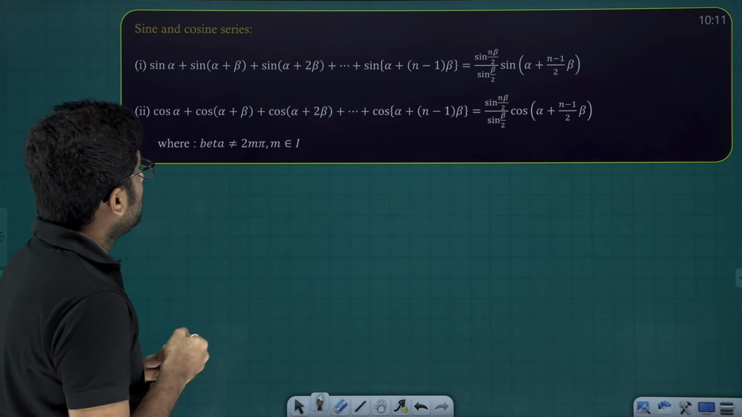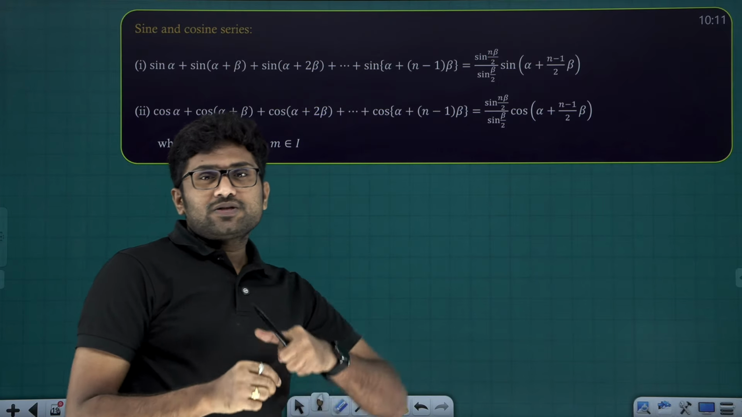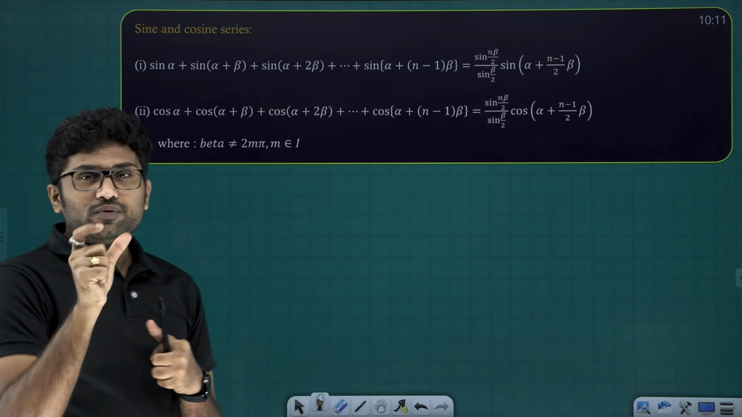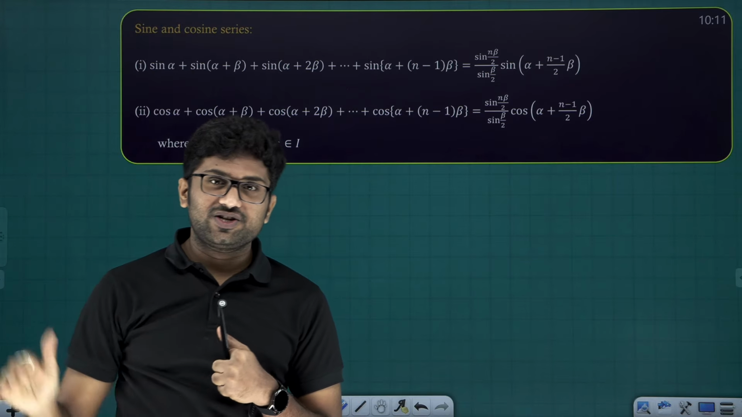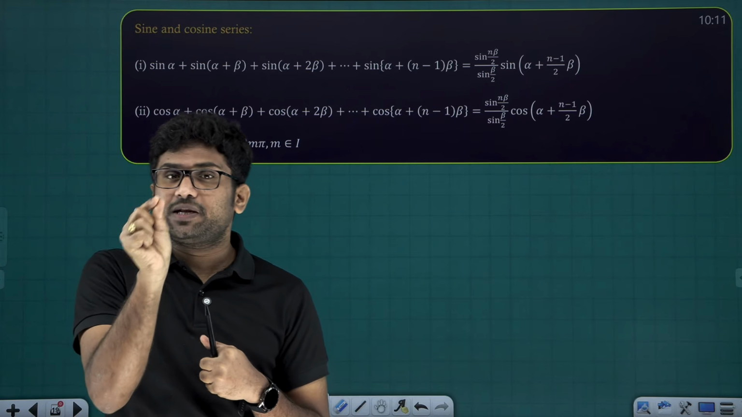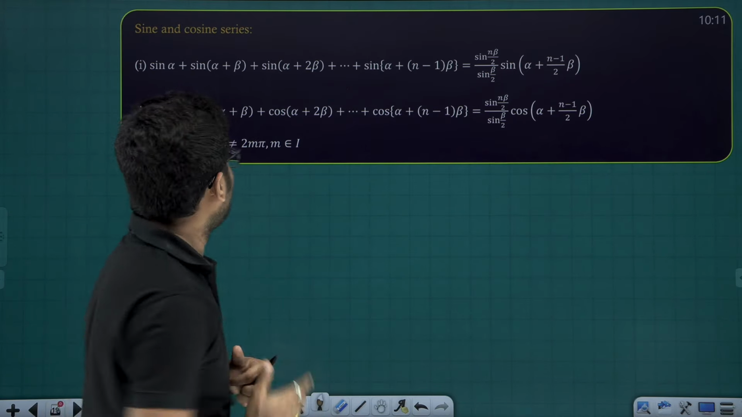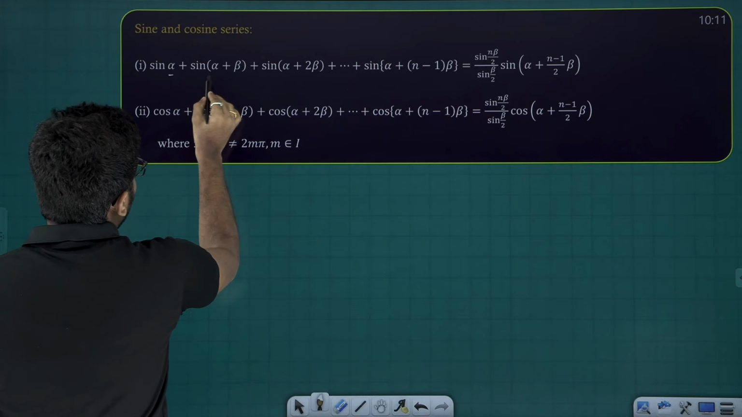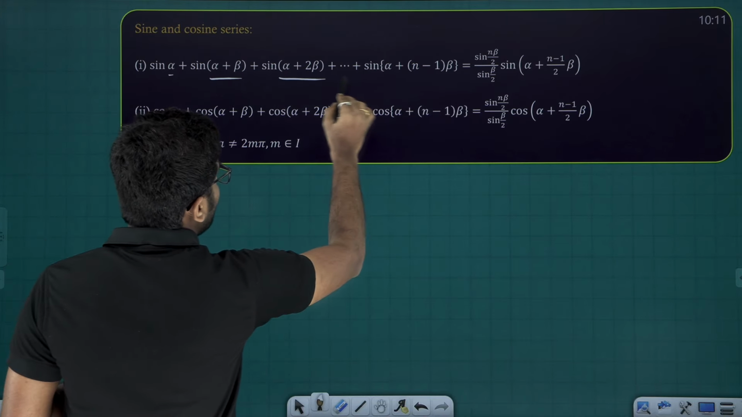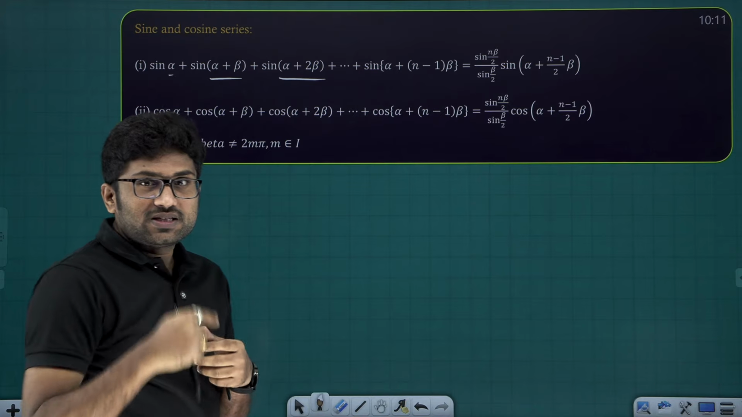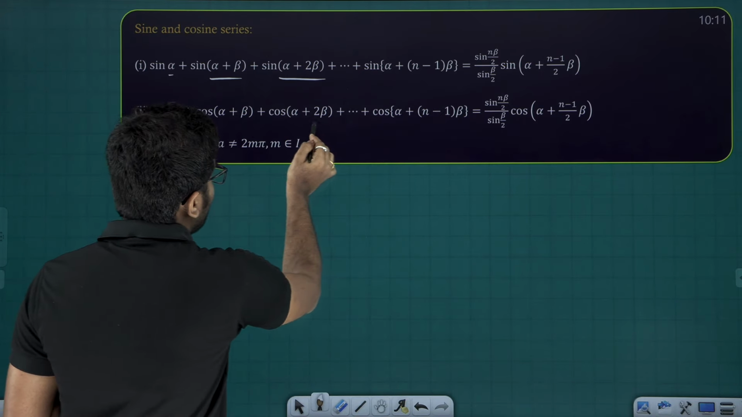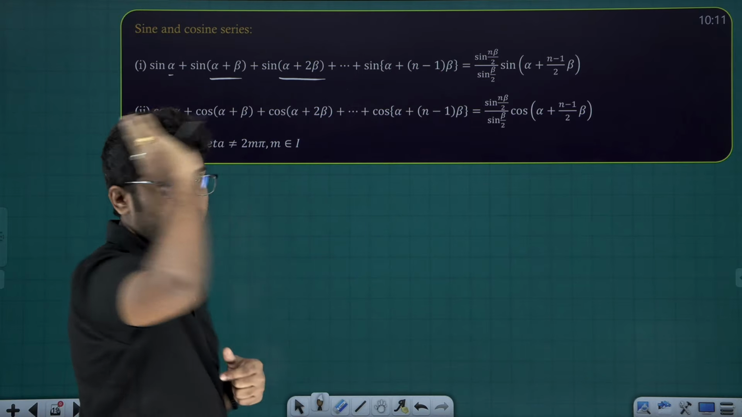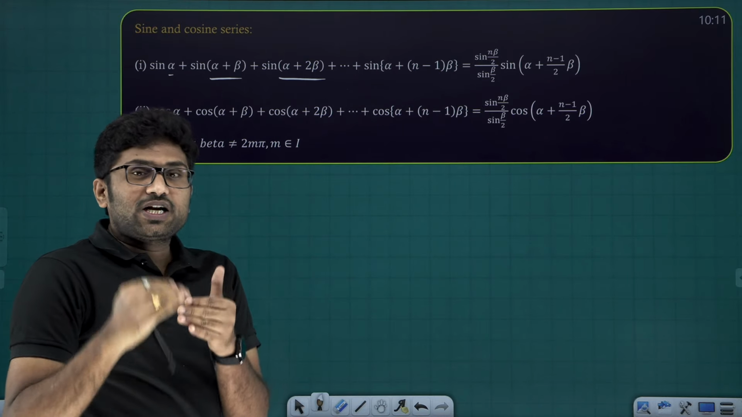Next, the most useful series that we have: whenever you come across sine series in addition, cosine series in addition, that too with angles in arithmetic progression, friends. Angles should be in arithmetic progression. See, alpha plus beta, alpha plus 2 beta, alpha plus 3 beta. This is the general form of an AP. Here also alpha plus beta, alpha plus 2 beta, and so on, alpha plus n minus 1 into beta. General form of an AP.